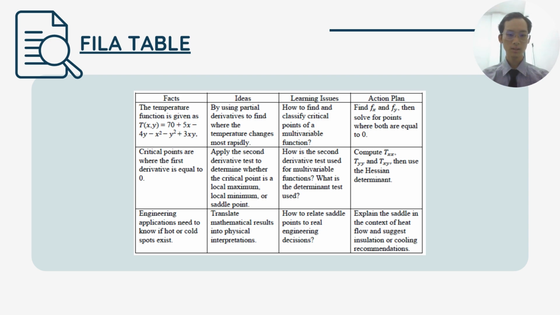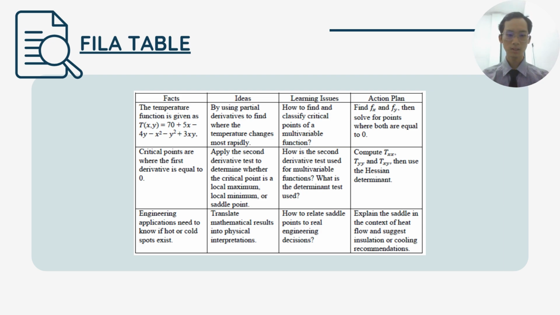For the first part, the fact is the temperature function is given as the equation below. The idea that we use is partial derivatives to find where the temperature changes most rapidly. By using this, we can find and classify critical points of multivariable functions. And the action plan that we use is to find fx and fy. Then we solve for the point where both are equal to 0.